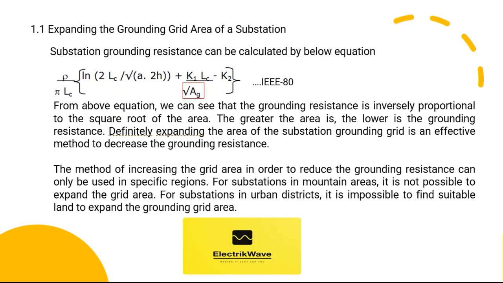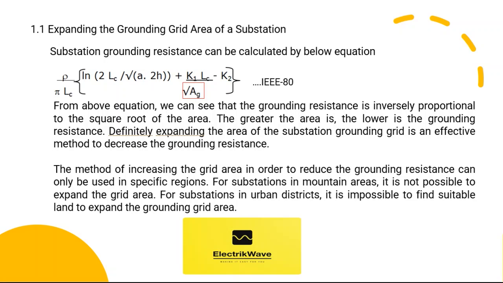Let's see technique 1.1. Expanding the grounding grid area of a substation. Substation grounding resistance can be calculated by the below equation, as per IEEE 80. From the above equation, we can see that the grounding resistance is inversely proportional to the square root of the area. The greater the area is, the lower is the grounding resistance. Definitely, expanding the area of the substation grounding grid is an effective method to decrease the grounding resistance.